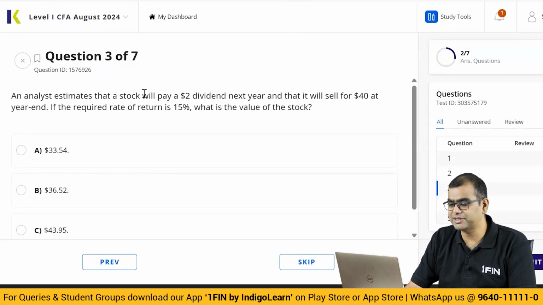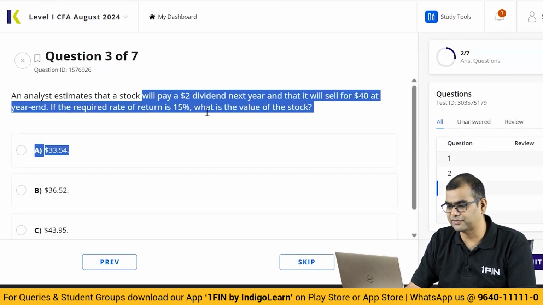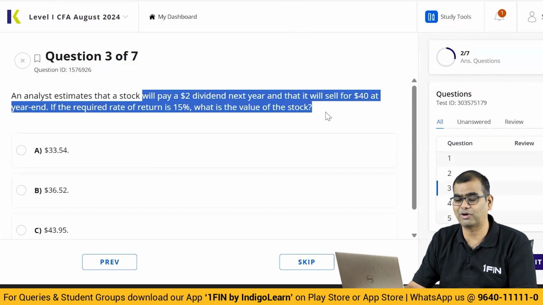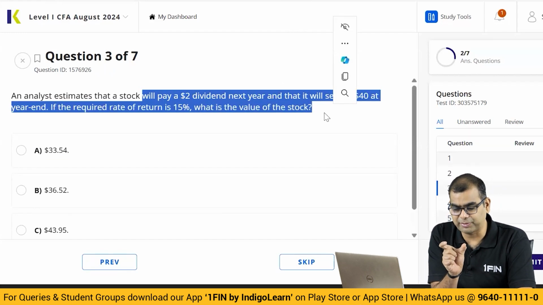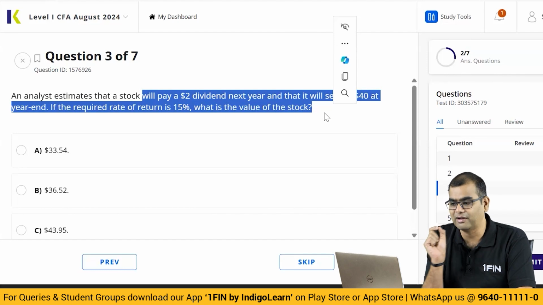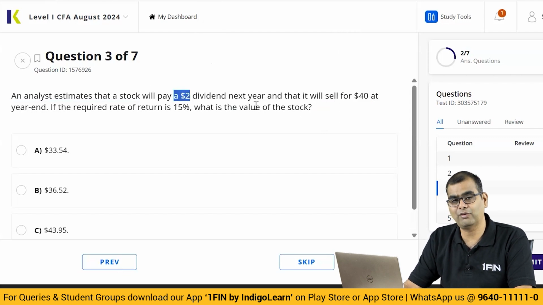Then an analyst estimates that the stock will pay a $2 dividend next year and it will sell for 40 at the year end. Its required rate of return is 15. What will be the value of the stock? Value of the stock today is the dividend for next period and the price at the end of next period, both as present values. Price at the end of next period is 40 and dividend is 2. So you take 40 plus 2, 42, divided by the discount factor, 15%, by 1.15.